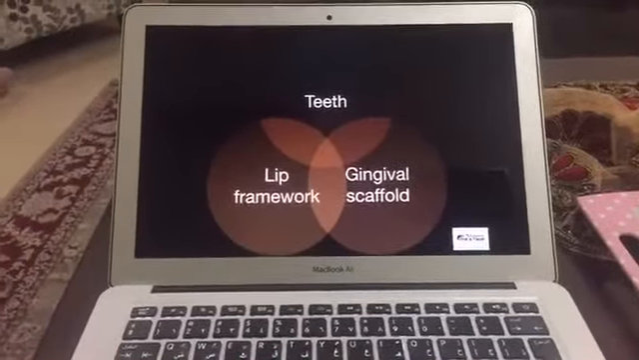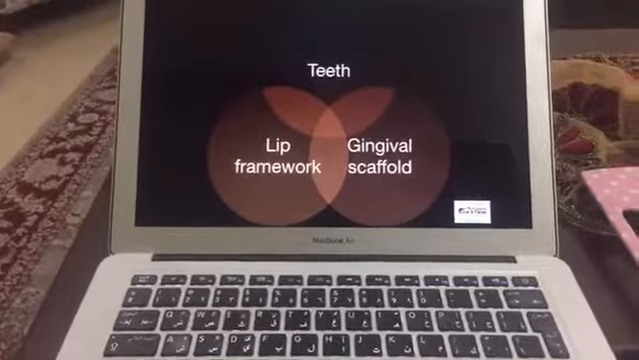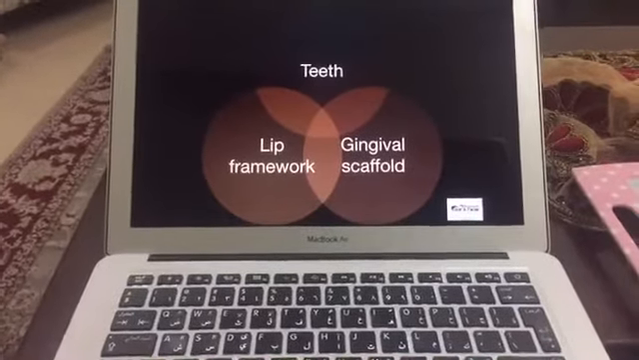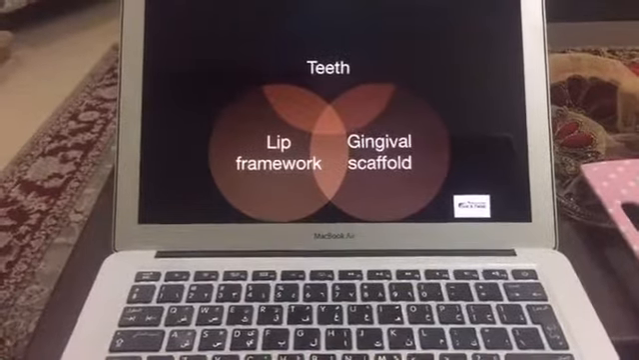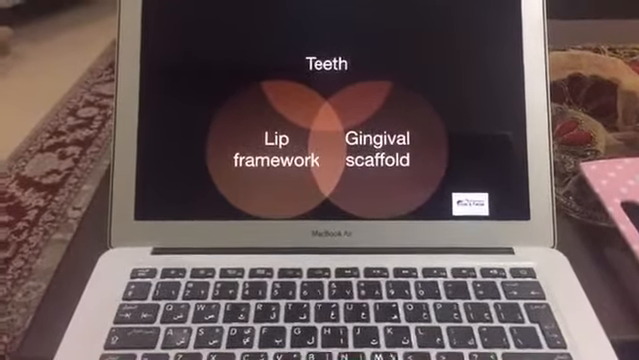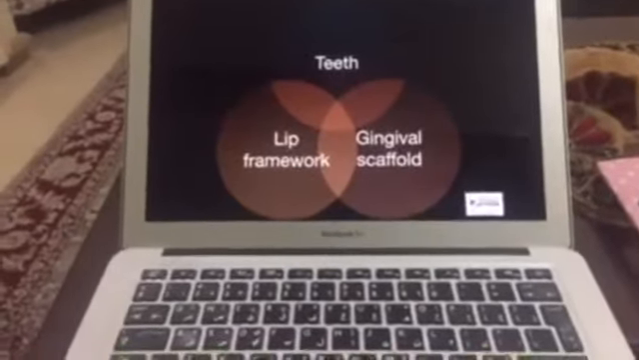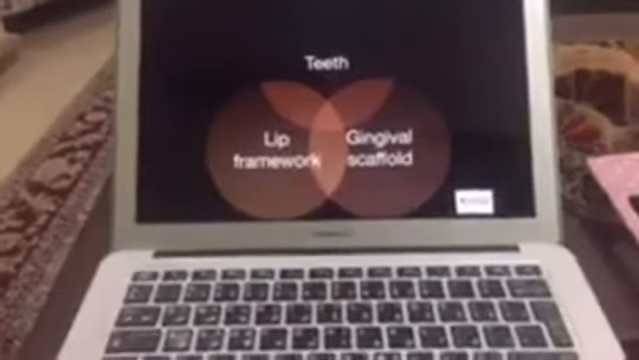Okay, in a smile we have three important elements: teeth, gingival scaffold, and lip framework. I think if you would like to treat a gummy smile, you have to know exactly what happens in a gummy smile. A gummy smile means that your lip, the curtains, shows something: the teeth, and another thing, what we call the gingival scaffold.